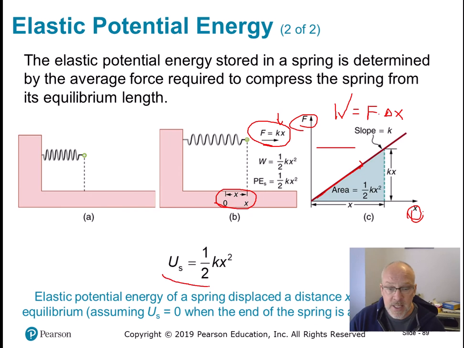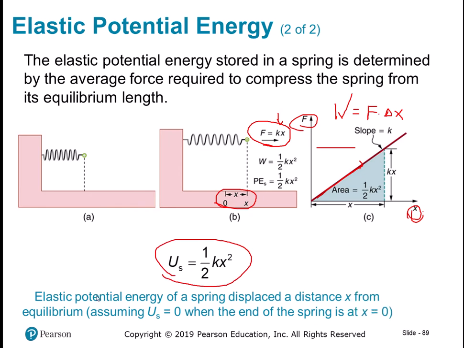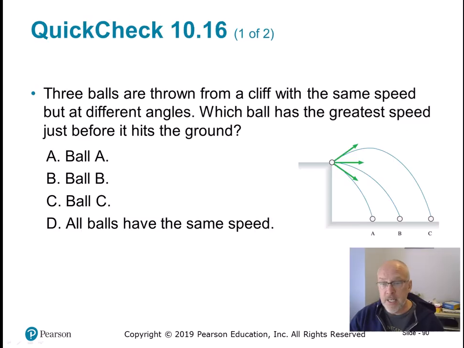Now you'll sometimes see that written like this: the elastic potential energy of a spring displaced a distance x. And so U as potential energy, U sub s is 1/2 k, the spring constant, times the distance x squared. And so there's another formula you'll need to know. I'm sure it's on your equation sheet.